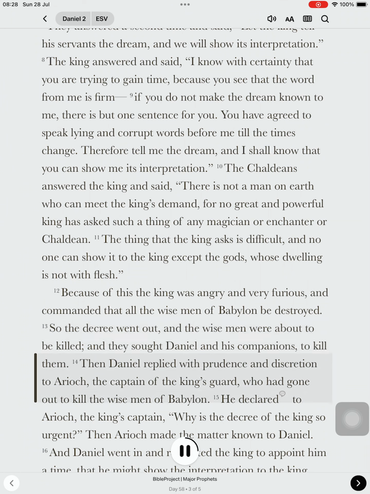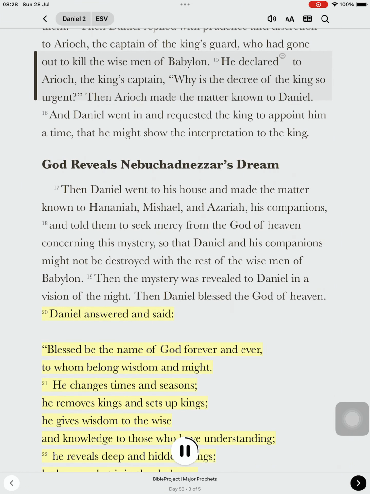Then Daniel replied with prudence and discretion to Arioch, the captain of the king's guard, who had gone out to kill the wise men of Babylon. He declared to Arioch, the king's captain, "Why is the decree of the king so urgent?" Then Arioch made the matter known to Daniel, and Daniel went in and requested the king to appoint him a time, that he might show the interpretation to the king.